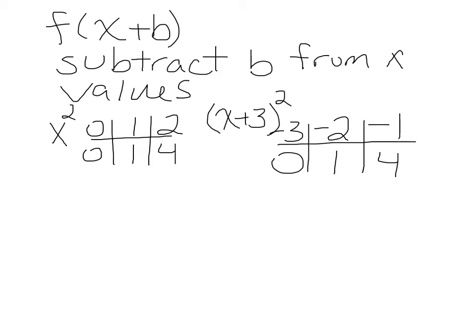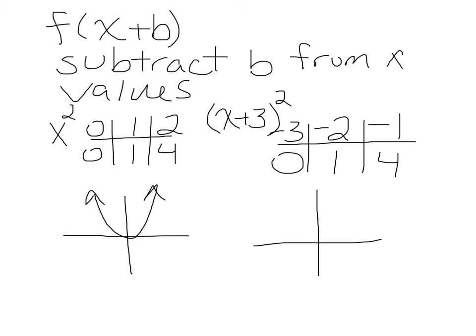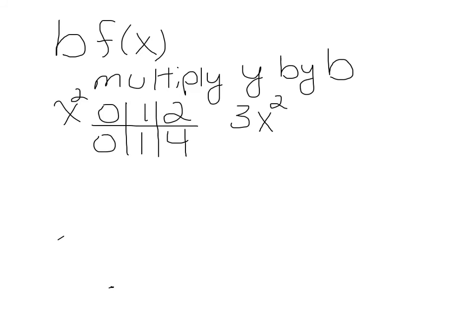Now x axis moves left and right. So this time we're going to move it left because we're subtracting. So the parent function, x squared, of course, looks like this. To find the new graph, we will take it and move it left 3. So if we moved left 3, we should be at negative 3.